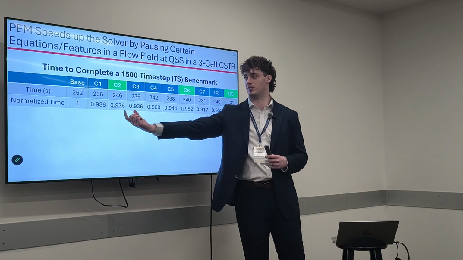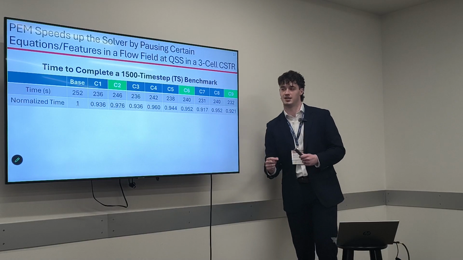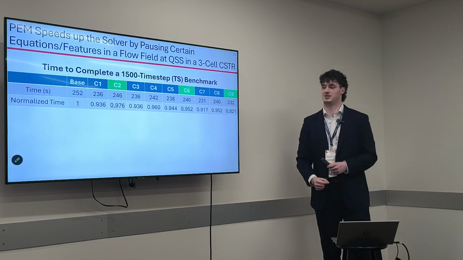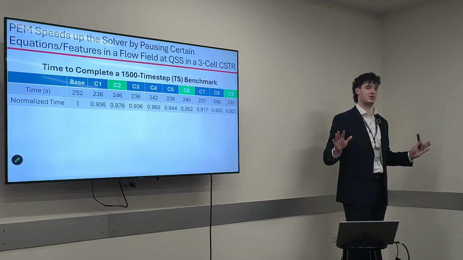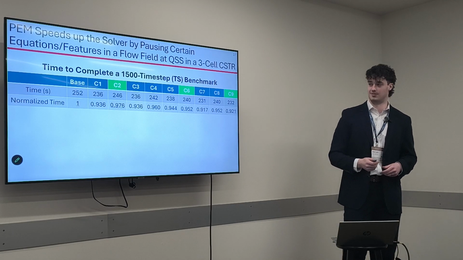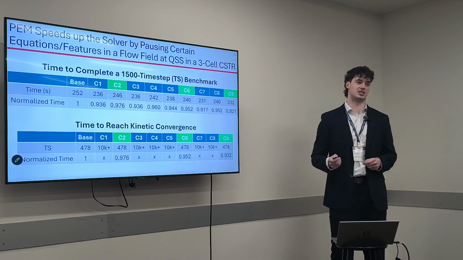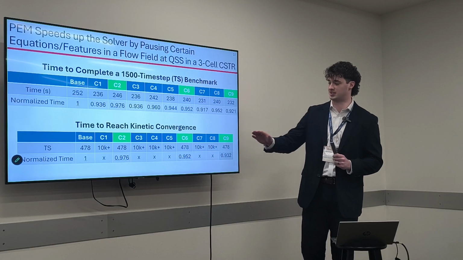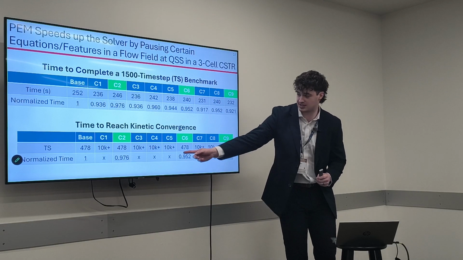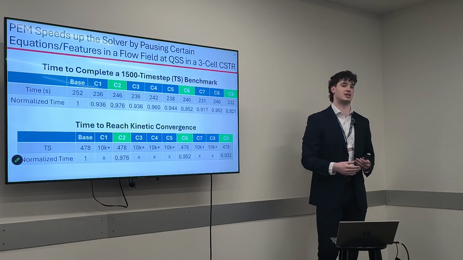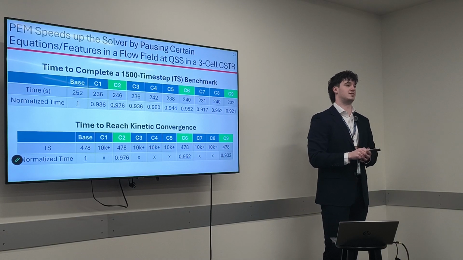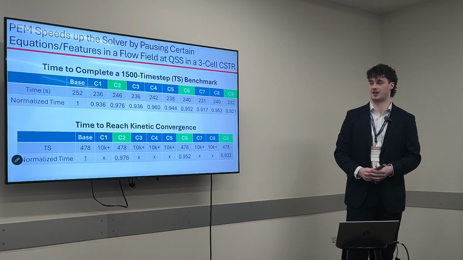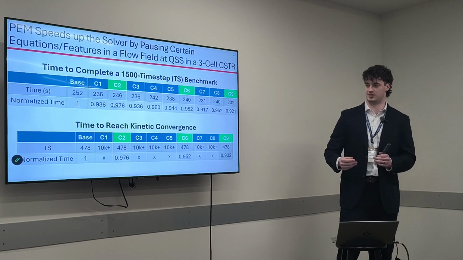Now, case 2, with only flow disabled, is about 2.5% faster. C6 is about 5%, and C9 is about 8%. That doesn't sound very impressive, and it's not, but bear with me, I promise it does get a lot cooler. If we look at the time to reach kinetic convergence, this isn't the cool part yet, these are still small numbers. C2, C6, C9 again, you'll notice these are the exact same numbers as above, which is good. That's proving that pausing these equations doesn't affect the number of time steps to kinetic convergence. So when we're normalizing by the same scale, we are keeping that consistent.